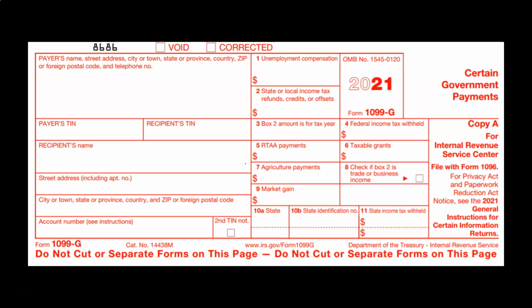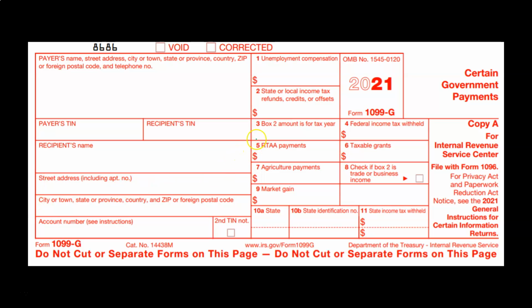And then box 5, RTAA payments, less common, taxable grants down here. That's not where our focus really is at this point. Box 7, agricultural payments. Box 8, check if box 2 is trade or business income, and box 9, market gain. And then we have the state information down below. Obviously, we have the payer's name, address, city, and so on on the left, payer's TIN, and the recipient's TIN, tax identification number, recipient's name, address, and so on and so forth.